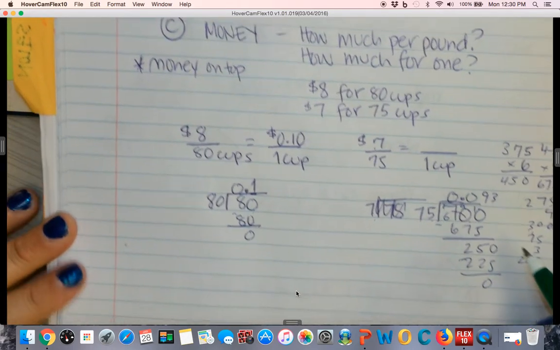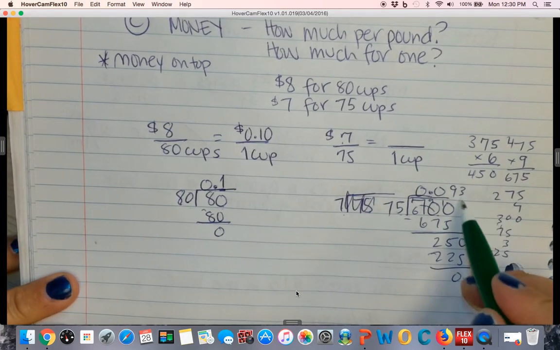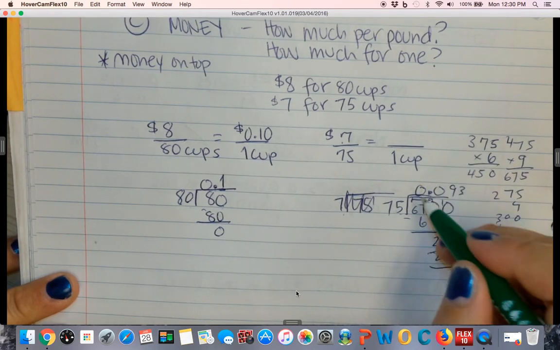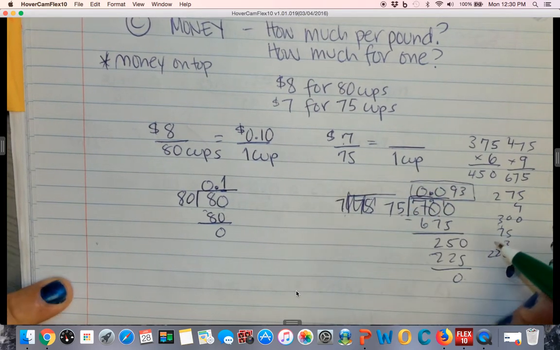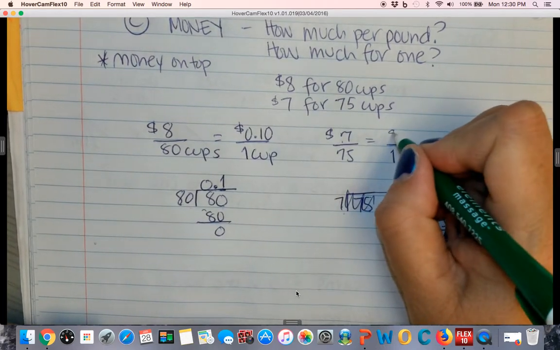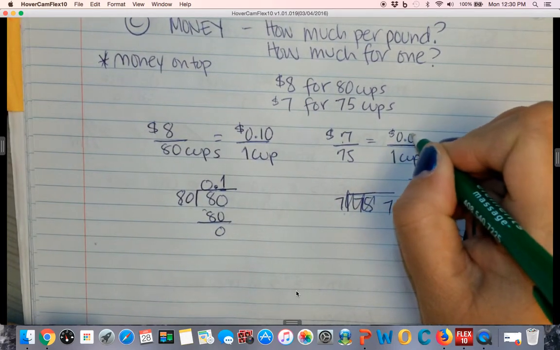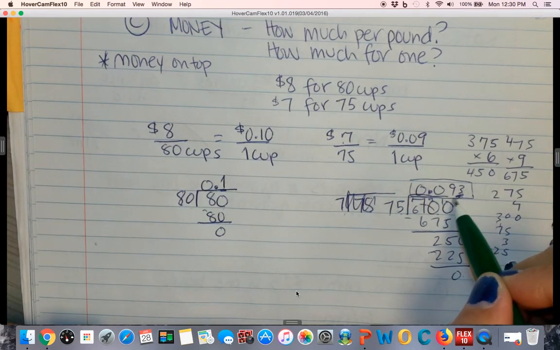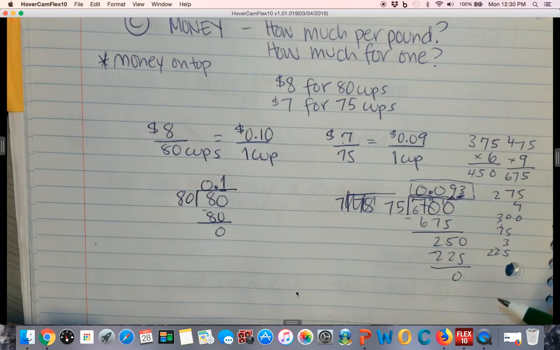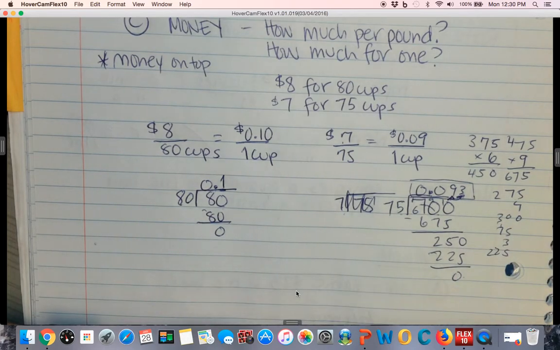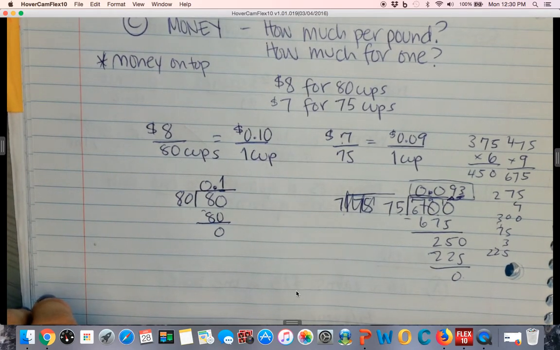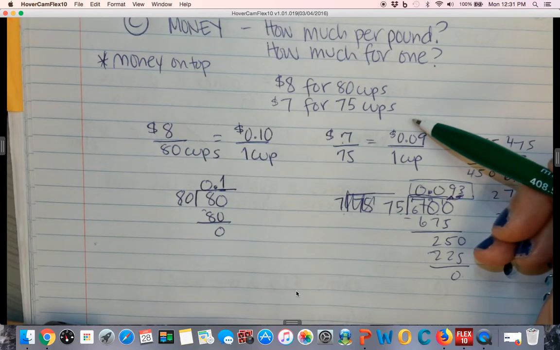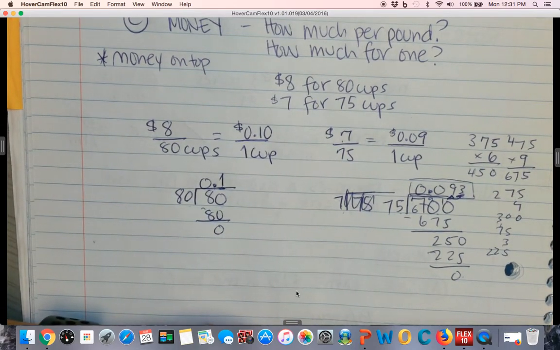Okay, at this point I could keep going, but I already have enough numbers here to know that it's going to be less than 10 cents. It's going to be 0.09. This 3 rounds to the same, it stays a 9. So I don't have to go any further. I don't have to keep doing the division. So what's a better deal? $7 for 75 cups is a better deal than $8 for 80 cups.